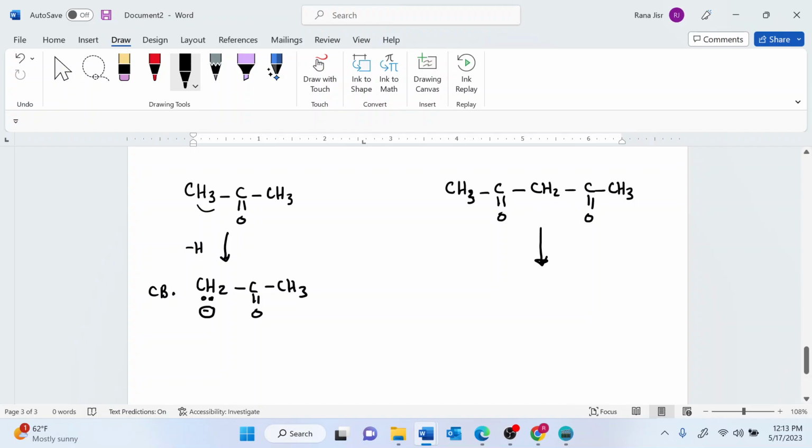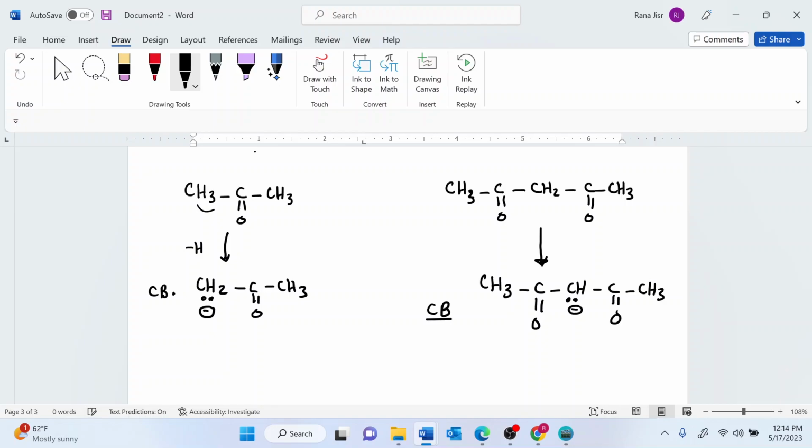So if I have a base, the base is going to come and take one of these hydrogens. Not the hydrogens of the CH3s, it's going to take one of the hydrogens of the CH2. So the conjugate base is going to look like that. It's a carbonyl, it's a CH, not a CH2, it's just a CH with a negative charge, and then a carbonyl and a CH3. And this is the conjugate base.